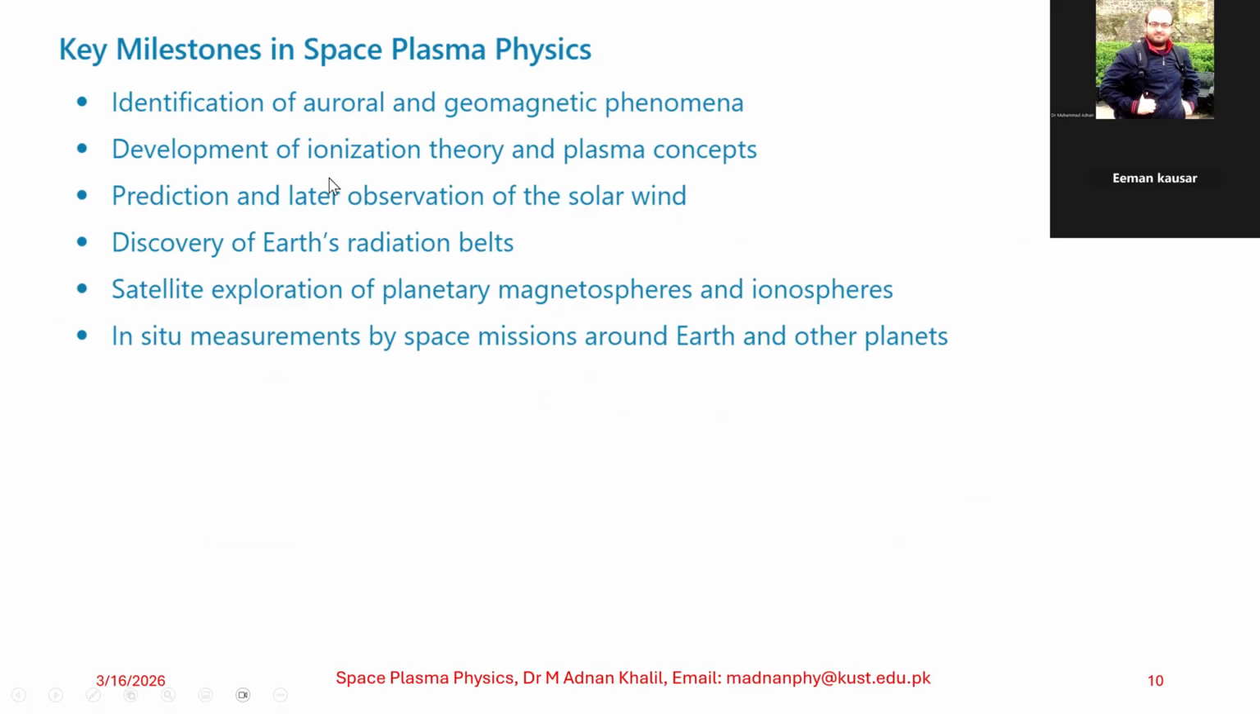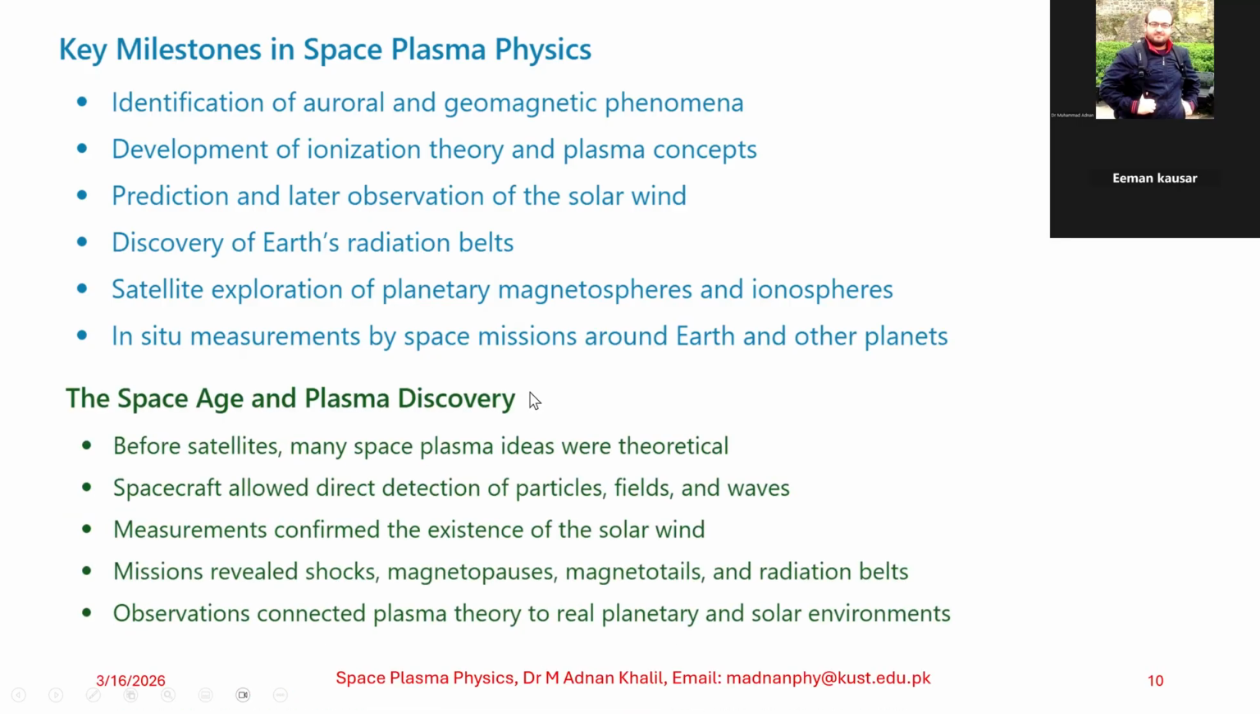Some of the key milestones that people have achieved over the last few decades: aurora, geomagnetic phenomena, development of the ionization theory and plasma concepts. So we have observation, and we have theory for that. And recently, we have satellite exploration of the planetary magnetosphere and ionosphere. So these are the various milestones that we achieved, and all these will be part of this course.